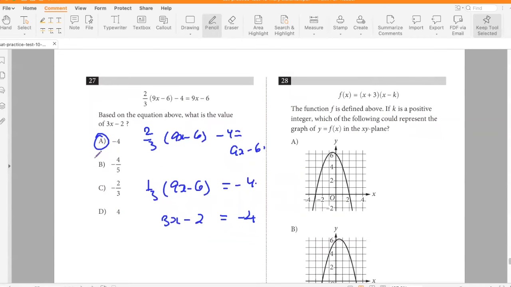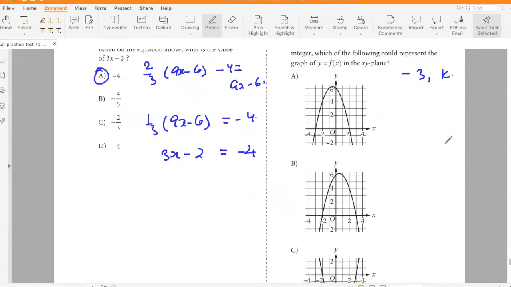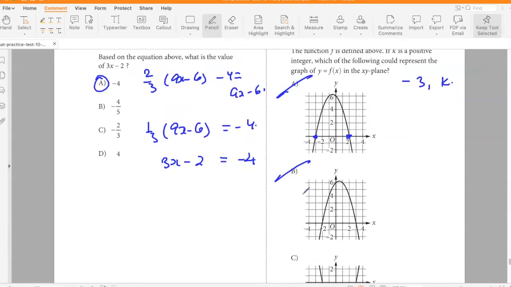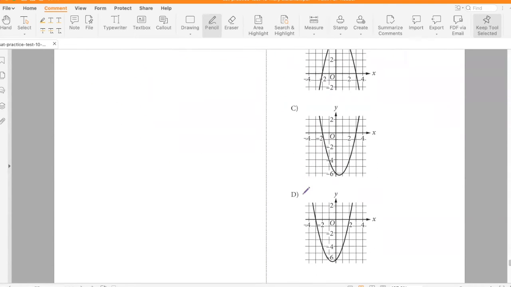The function f defined above, if k is a positive integer, which of the following could represent the graph of y is equal to f(x) in the xy plane? So here the x-intercepts would be minus 3 and k is positive. So here -3 is an x-intercept and 2 is an x-intercept. So this is possible. But we should also realize that the leading coefficient is positive, it's +1. So the graph must open upward. So it can't be A and B. It has to be one of C and D.